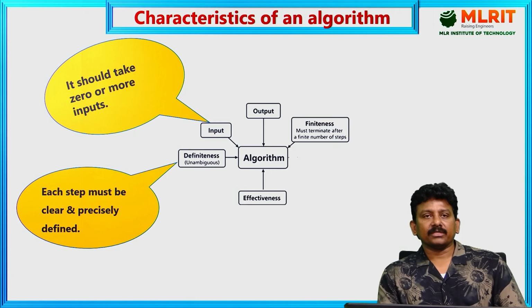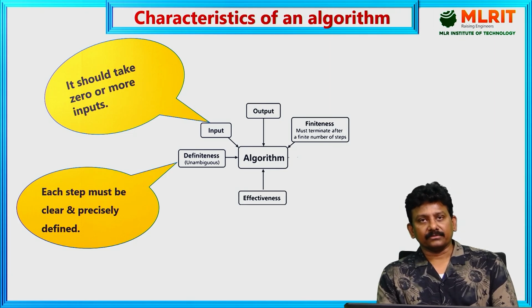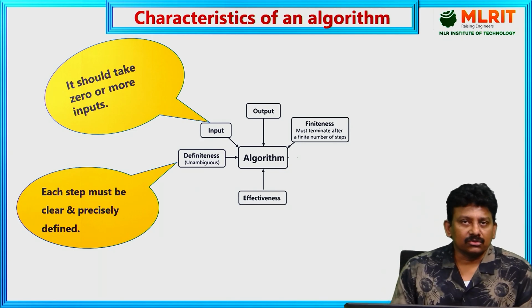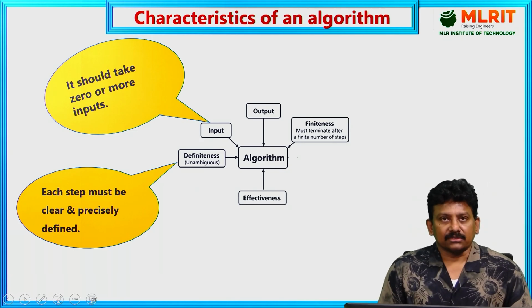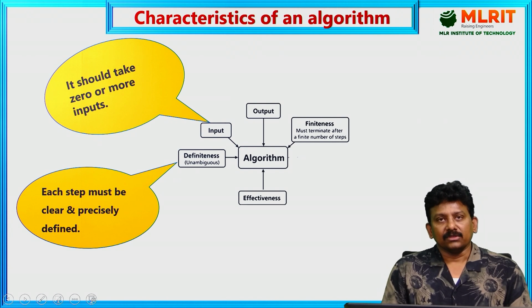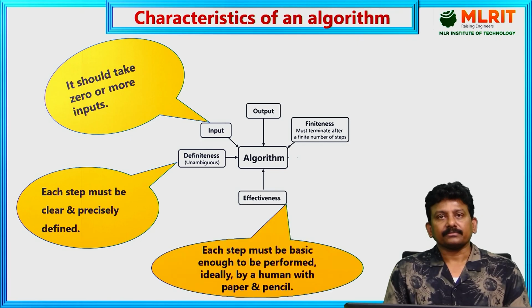Definiteness, or unambiguous. Each step must be clear and precisely defined. There is no ambiguity. It should not be open to multiple, different interpretations. If you write any algorithm, the statements should be clearly and precisely defined. It should not be open to different interpretations of the instruction.